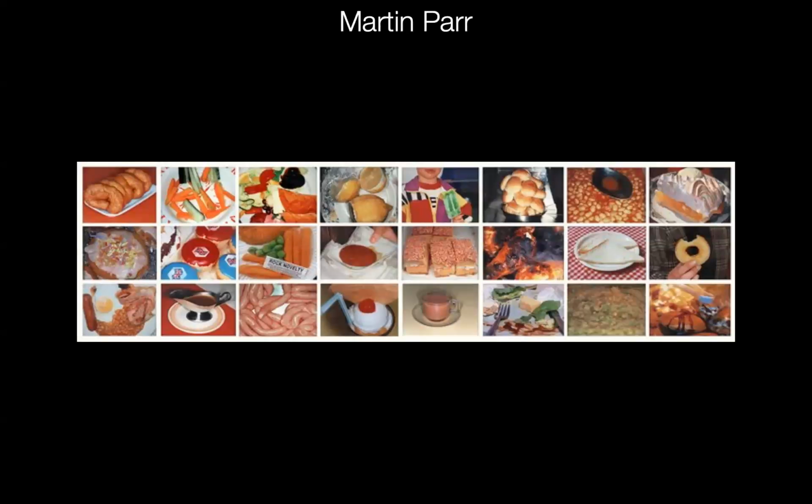Martin Parr is, I guess I call him, the Instagram-before-Instagram photographer. He's been photographing food and making these sort of snapshots of food for many years. Most of the time, it's kind of gross food or really unique food in some way.